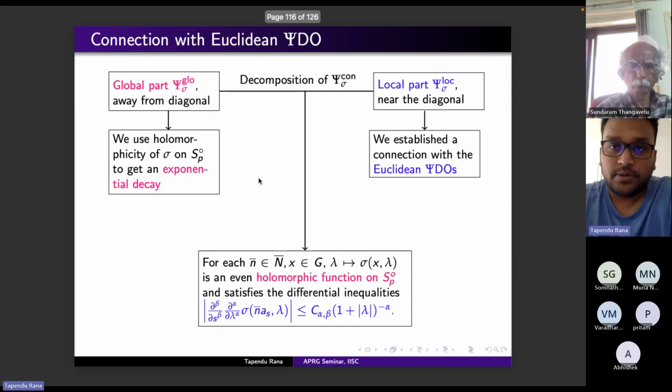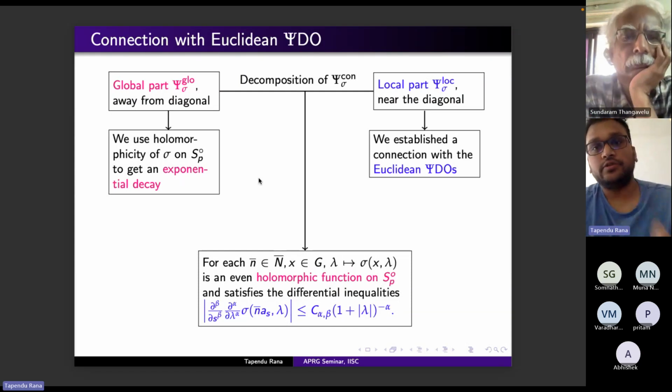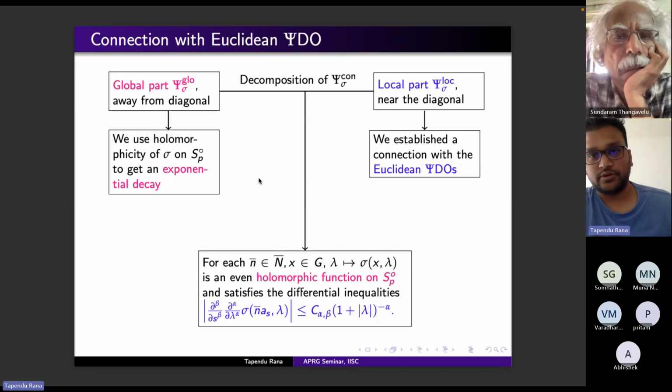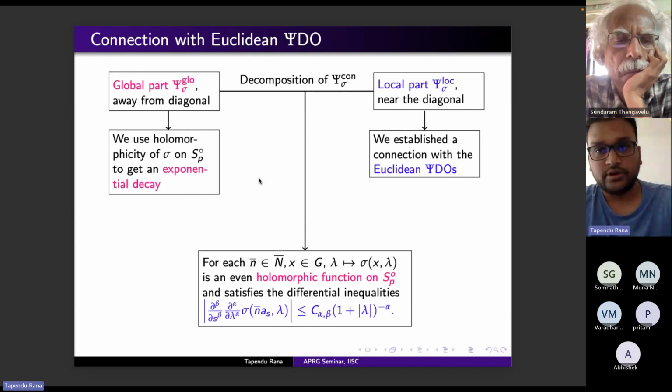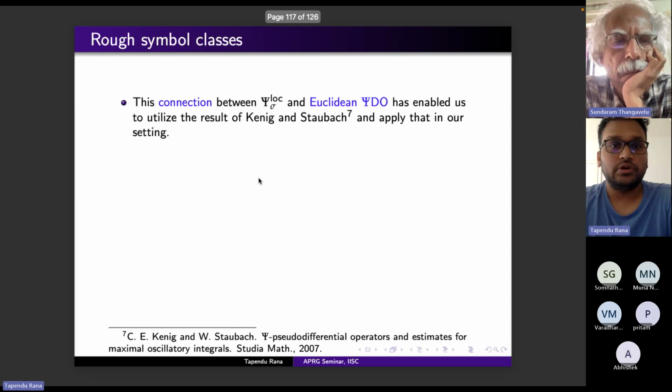And for the local part, we establish a connection with the Euclidean Fourier multiplier operator and reduce the boundedness property of psi sigma low to the Euclidean theory of Fourier operators. Furthermore, this relation with the Euclidean Fourier operator actually helps us to utilize.